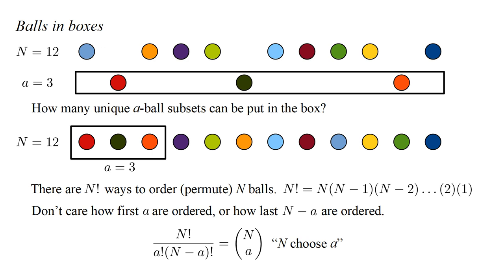There are A factorial ways to reorder the A balls in the box, and n minus A factorial ways to reorder the balls outside the box. Therefore, there are A factorial times n minus A factorial permutations that have the same A balls in the box. So the number of unique A ball subsets that can be chosen from n balls is n factorial divided by A factorial times n minus A factorial. We call this n choose A and denote it by n above A inside parentheses.